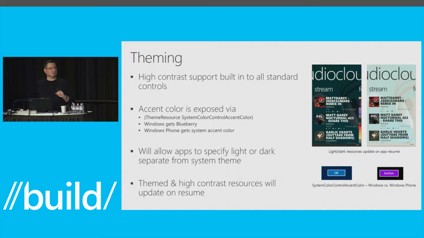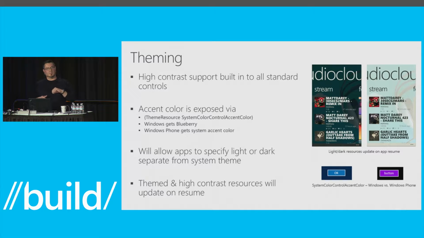Accent color. It used to be exposed with a phone accent brush. It still is, but it's actually backed by a theme resource called, and this is a mouthful, System Color Control Accent Color. So that works both on Windows and Windows Phone. On Windows, it gives you back a blueberry color. On phone, it gives you whatever the user accent color is. And you can specify, like I say, light and dark from different pages.